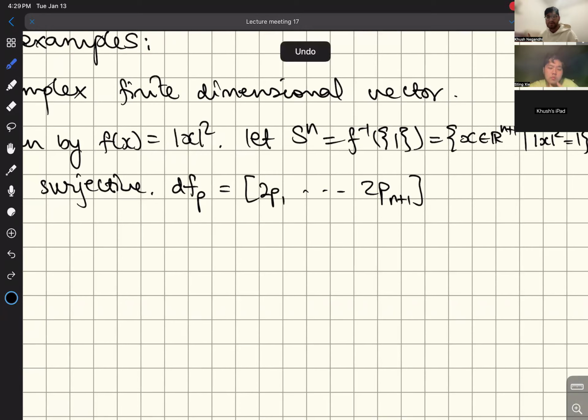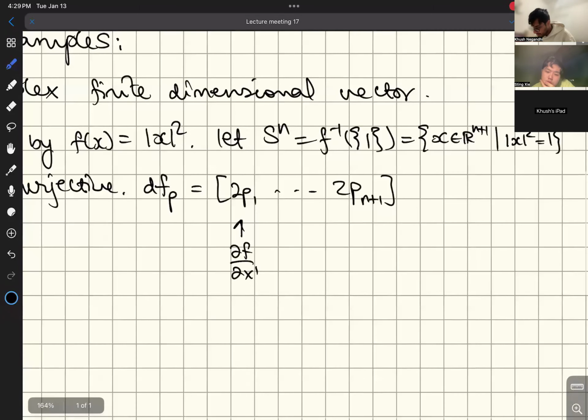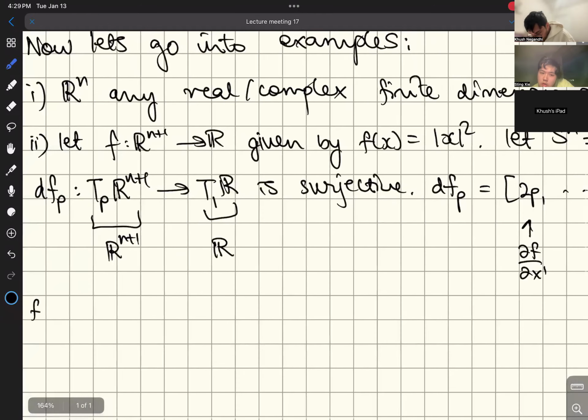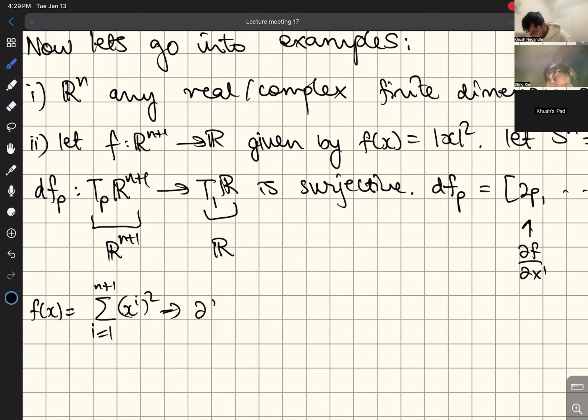It's not hard to see why. This step is fine, because this is just partial f partial x1. So if you write out f of x, f of x is equal to the sum as i goes from 1 to n plus 1 of xi squared. Now if I take the partial of f with respect to xj, what I get is the sum as i goes from 1 to n plus 1.